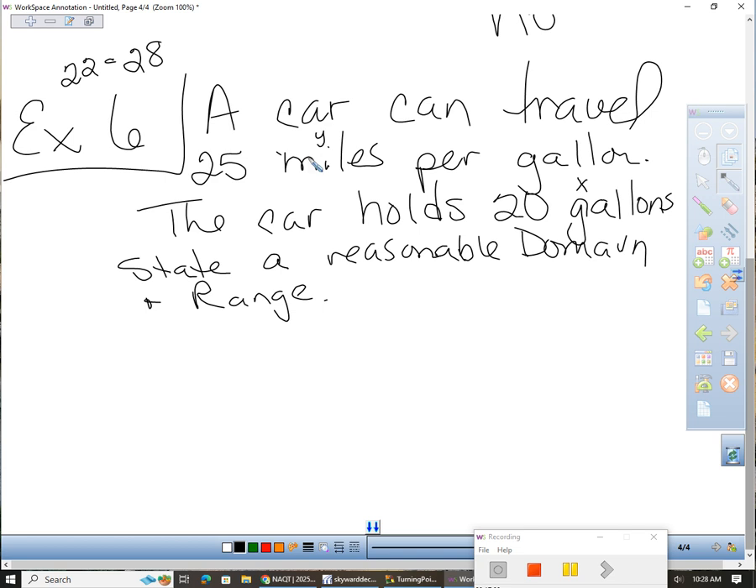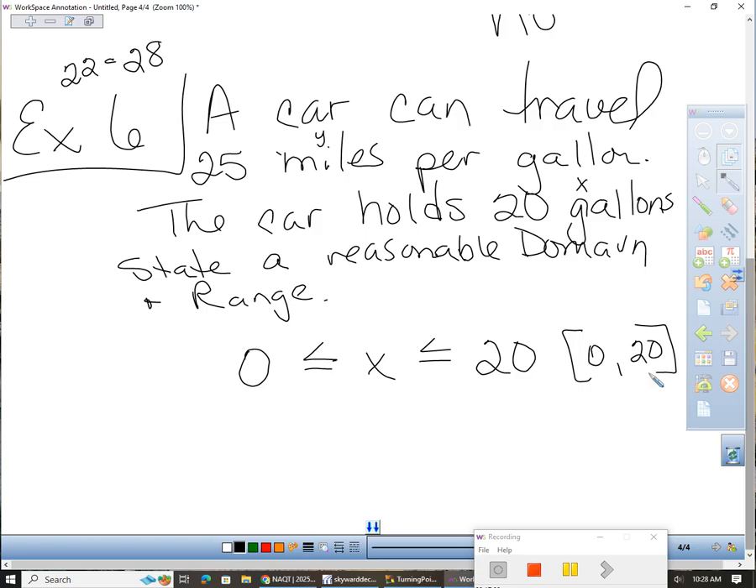So let's talk about the gallons of gas first. What's the very least amount of gas you can have in your car? You have none, exactly. So we're going to start with 0, less than or equal to X, less than or equal to, what's the most gallons of gas I can have in my car? 20. So we can write it as an inequality, from 0 to 20, or in interval notation, from 0 to 20. Of course, it's got to include both of those, right?